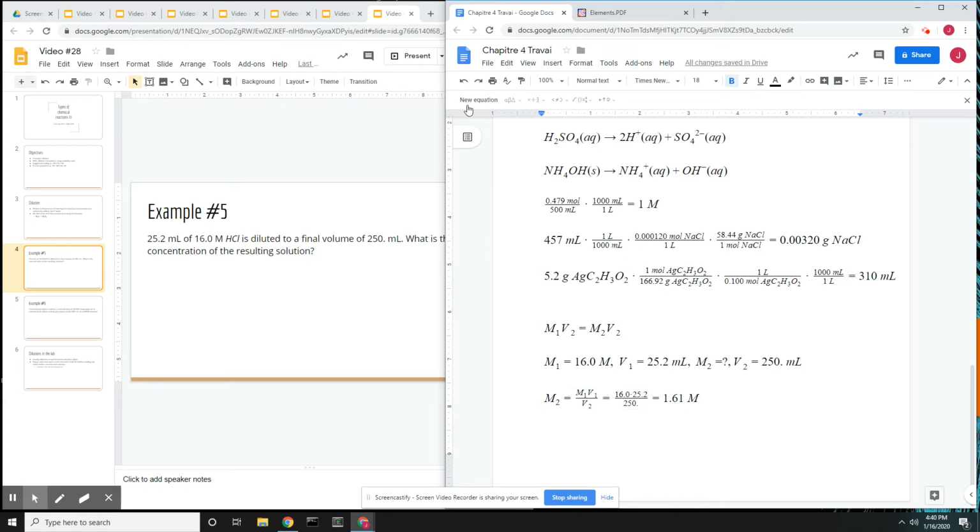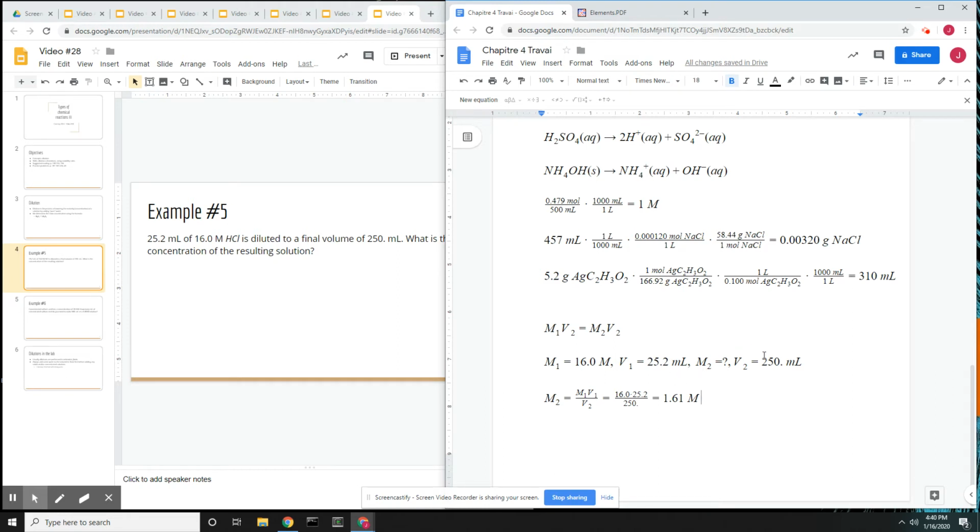This isn't something that works 100% of the time, but after you do a question like this, just sit and think to yourself, does this make sense? In this case, yeah, it makes sense. I'm going from 16 molar and 25 milliliters. I'm multiplying that volume by nearly 10, and lo and behold, the molarity is decreased by a factor of approximately 10. So just think, does it make sense?